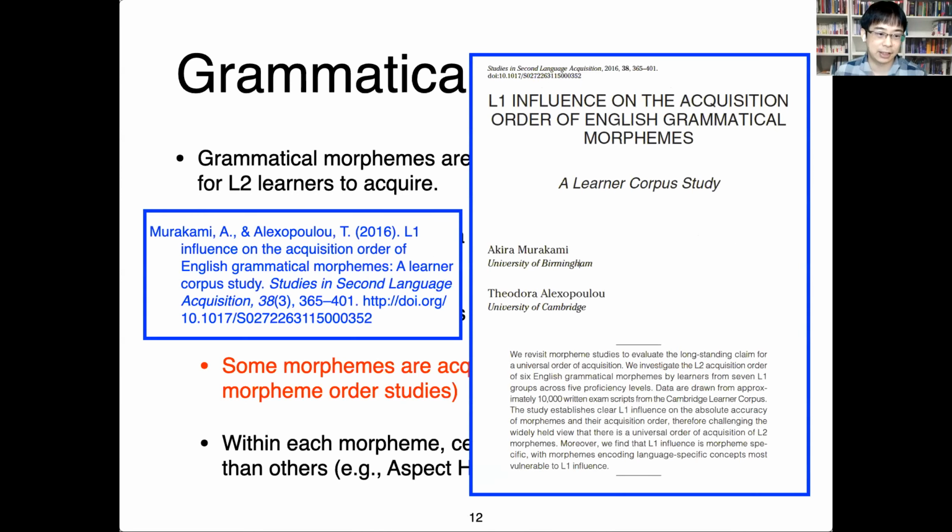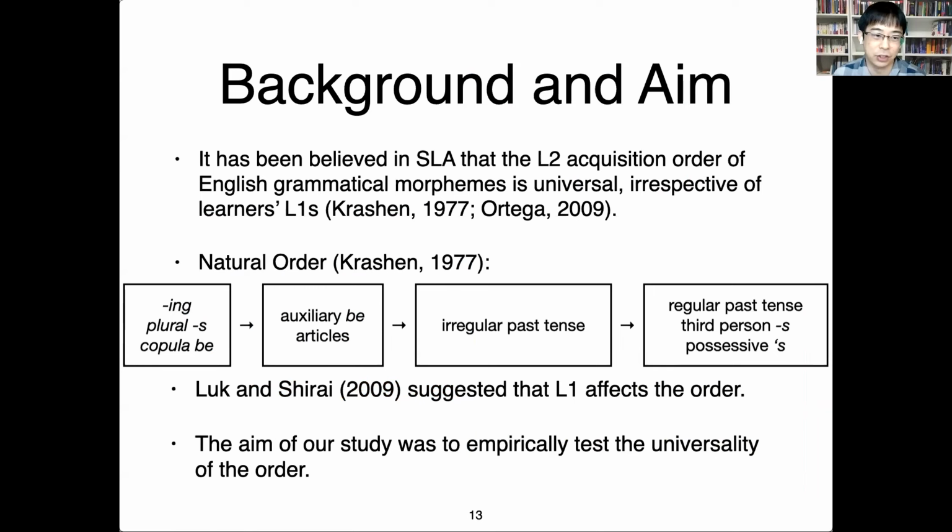This is a classic morpheme order study, and we in a way replicated or investigated the effect of L1 on the acquisition order of grammatical morphemes. So it has been believed in SLA that the L2 acquisition order of English grammatical morphemes is universal, irrespective of learners' L1. And Krashen in 1977 claimed that what's shown here is the natural order or the universal order that learners follow in the acquisition.